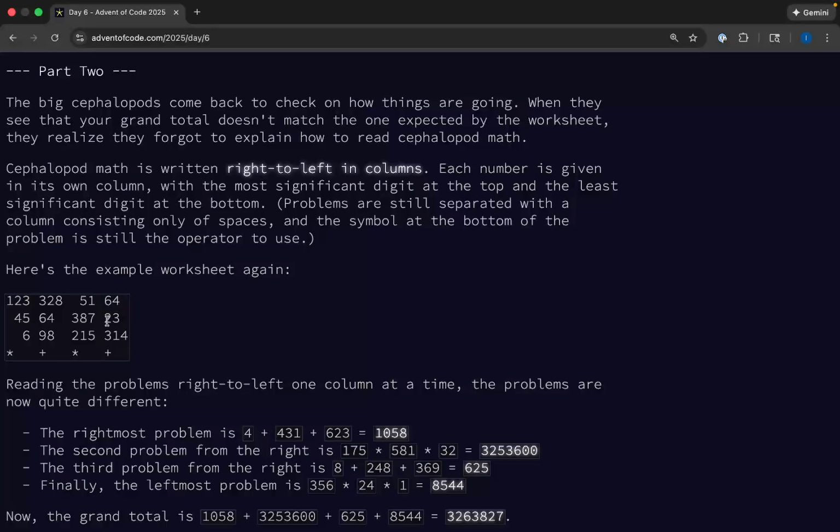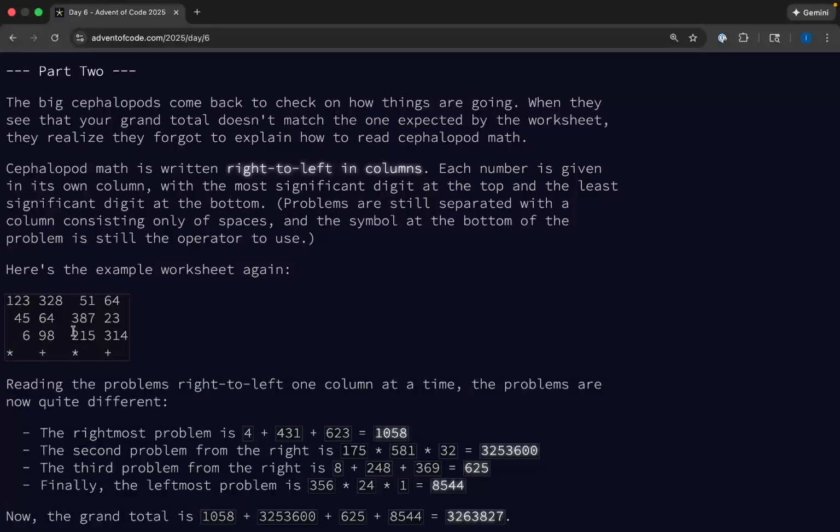So if we consider each problem individually, for part one, we were reading each of the numbers left to right. And for part two, we read them top to bottom. So for this first one, rather than 123, 45, and 6, reading top to bottom along the columns would be 1, 24, and 356. Now you still use the same operations, it's just the numbers in the problem that are changing.